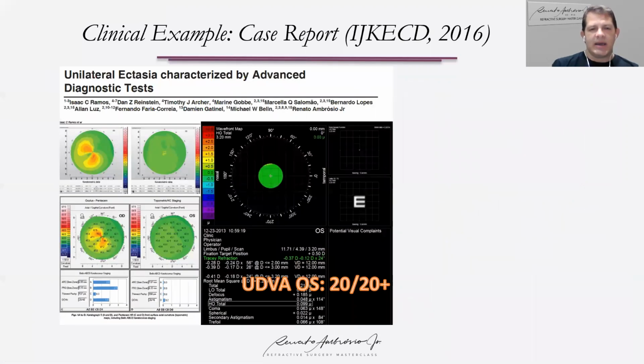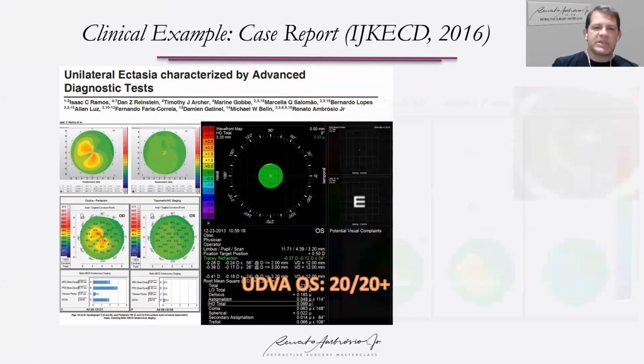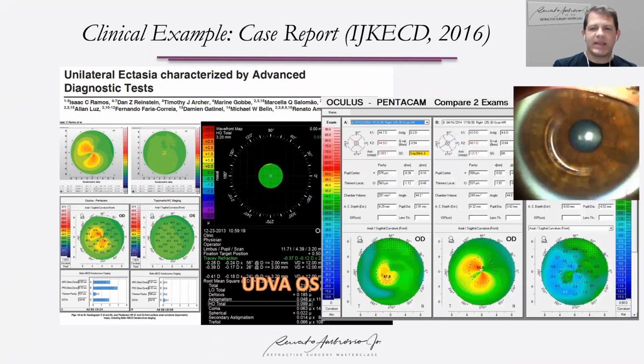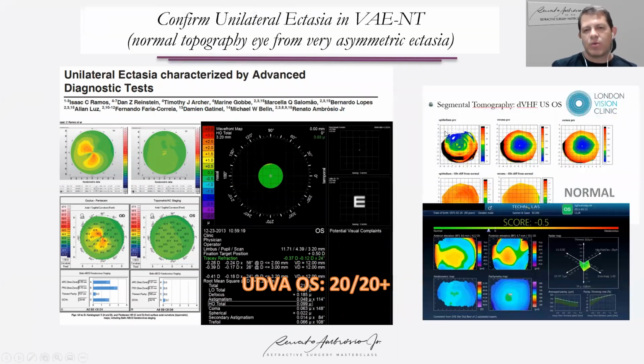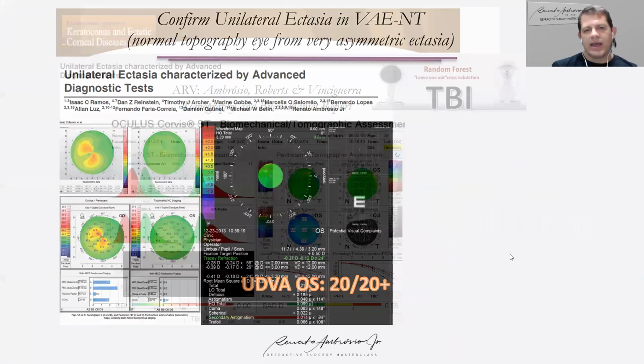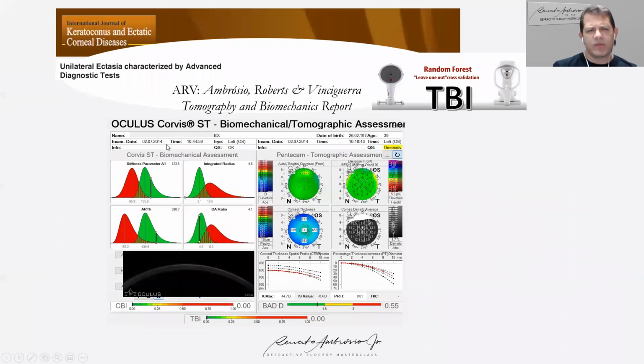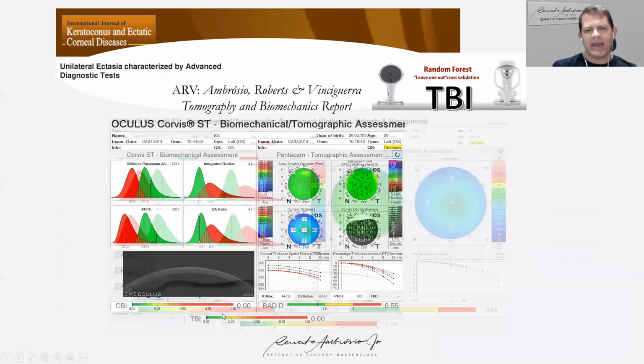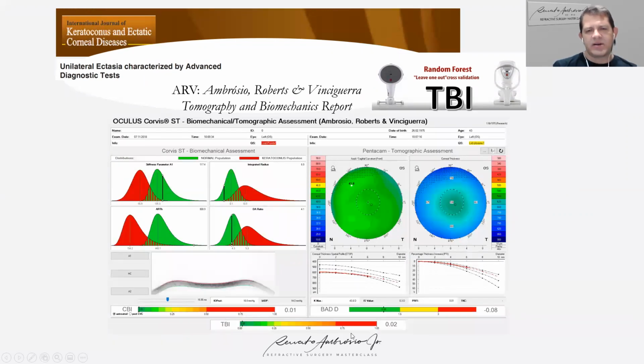But I already mentioned this case, which is a unilateral ectasia case. Everything was normal at the follow-up in the left eye, based on epithelial thickness and the Young-Gatinel score analyzer, retrospectively calculating the shape deformation from 2014. This patient had a very low TBI. He comes back a few years later and the TBI was still normal.